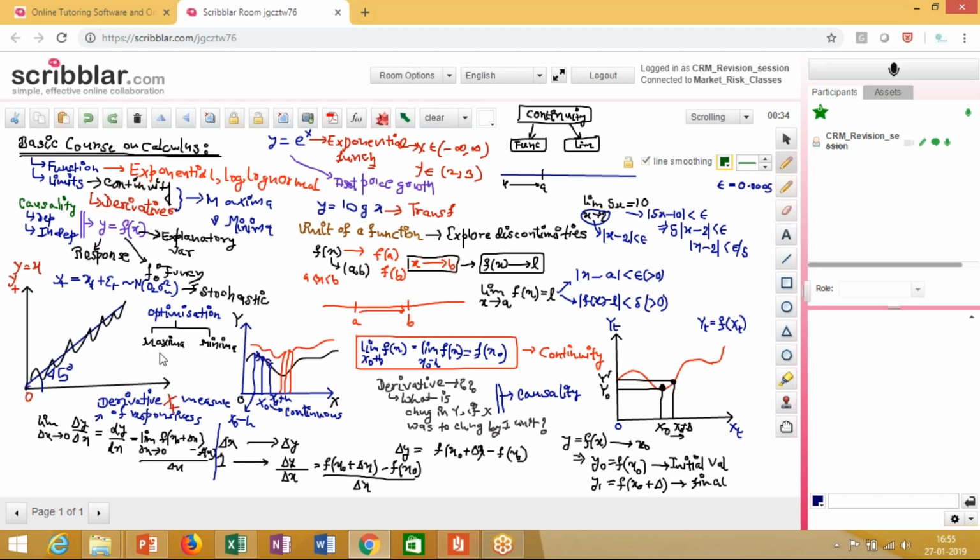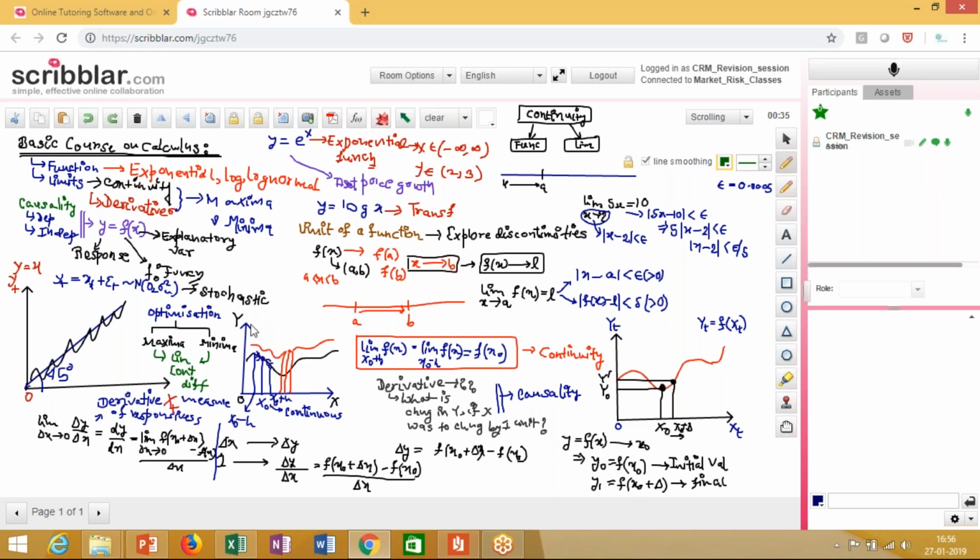If I want to maximize or minimize a function, that is where all four pillars, function, limits, continuity, and differentiability, come in together. I need to understand limits, continuity, and differentiability. This is where we need to understand how to maximize a function.